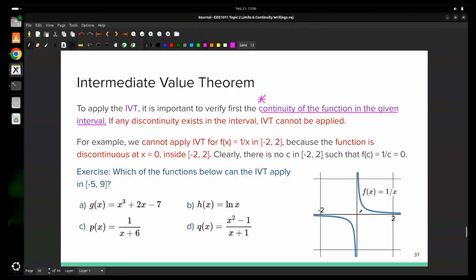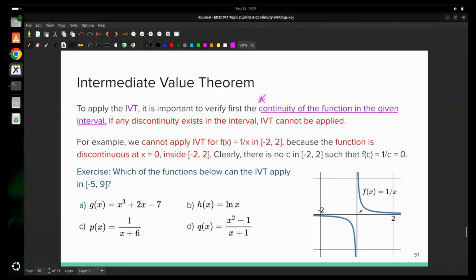So you can see I can easily disprove that you can use IVT if your function is discontinuous, because the discontinuity allows one to jump from one point to another without so-called passing through the intermediate points. That's the main idea. So let's take a look at the exercise here.